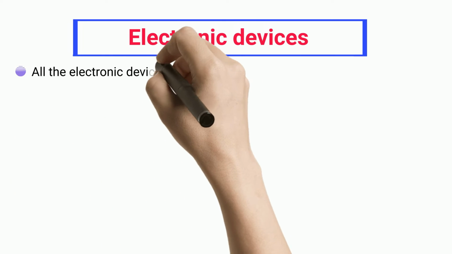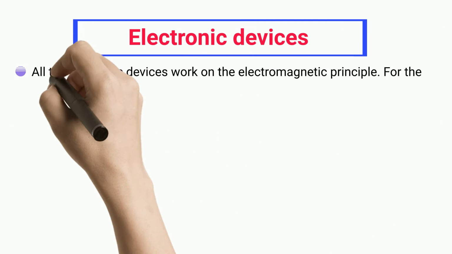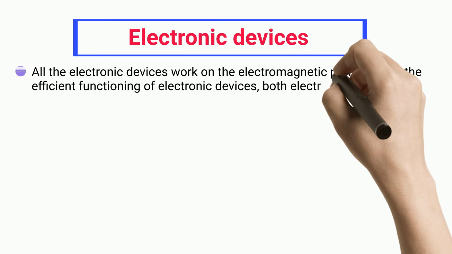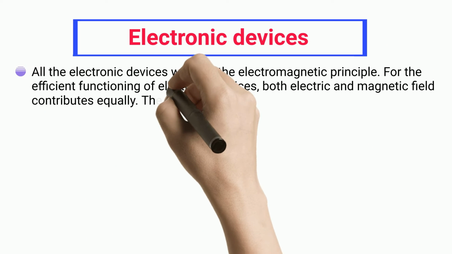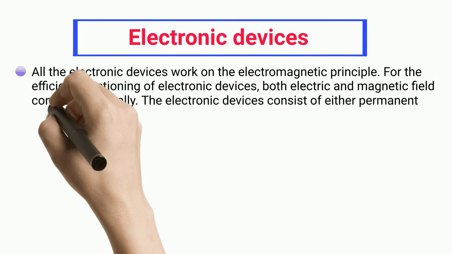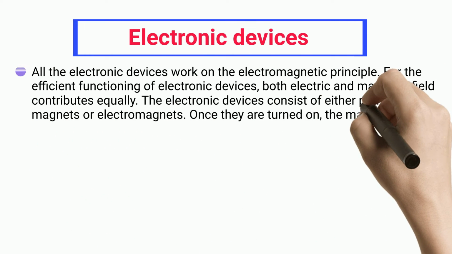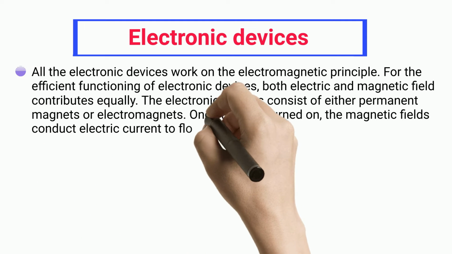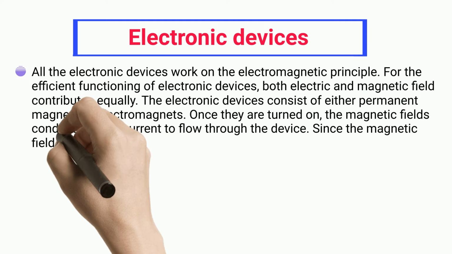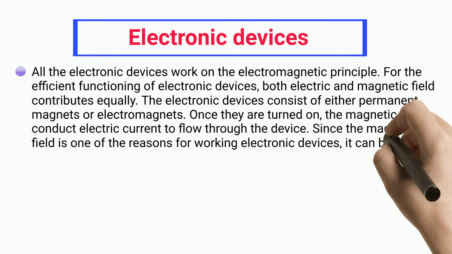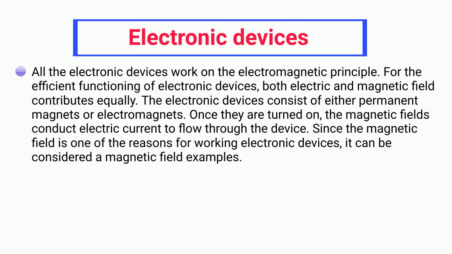Electronic devices. All the electronic devices work on the electromagnetic principle. For the efficient functioning of electronic devices, both electric and magnetic fields contribute equally. The electronic devices consist of either permanent magnets or electromagnets. Once they are turned on, the magnetic fields conduct electric current to flow through the device. Since the magnetic field is one of the reasons for working electronic devices, it can be considered a magnetic field example.